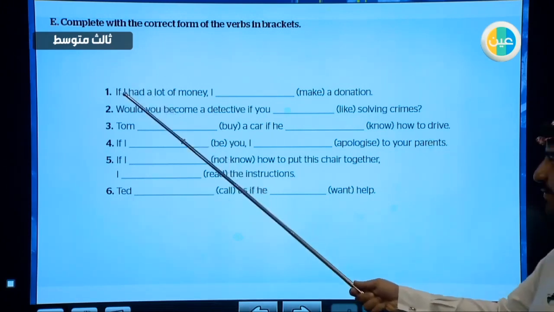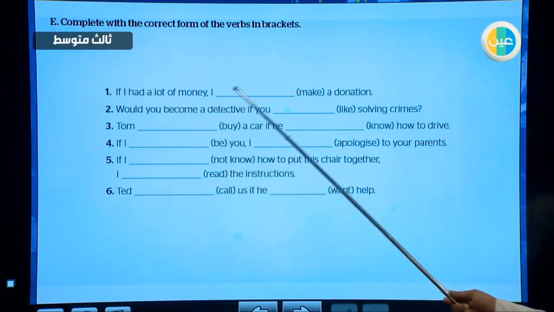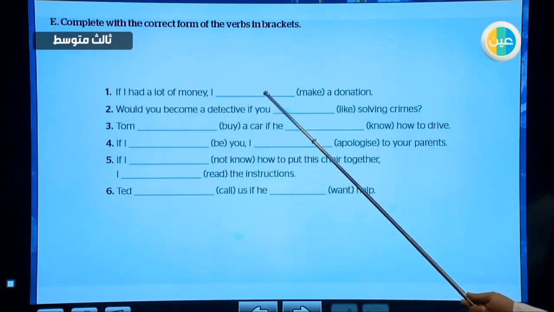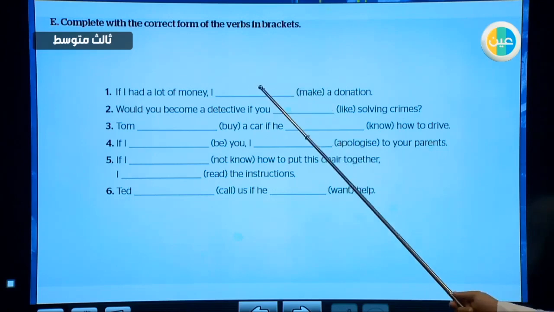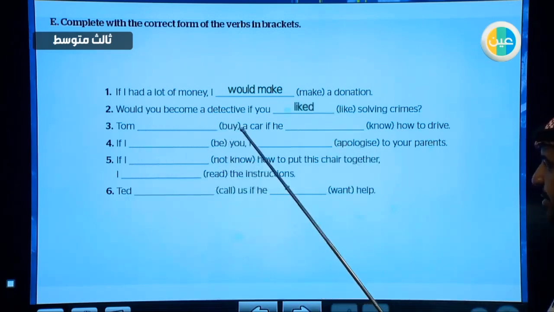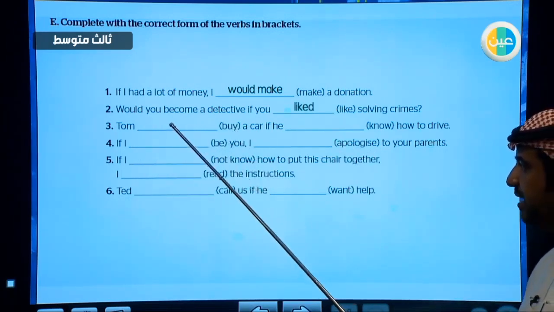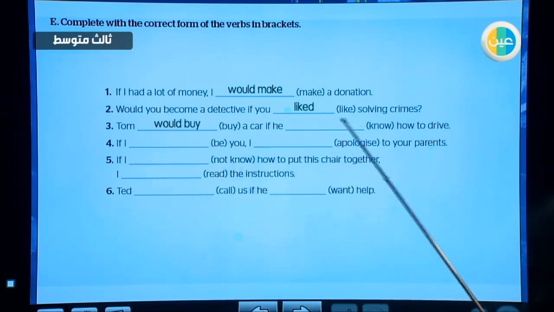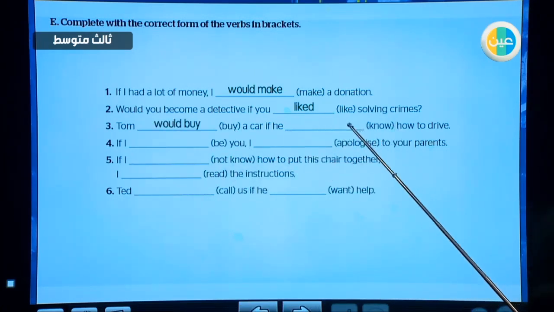All right, if I had a lot of money, this is the main clause, so I will write would make a donation. Number 2, would you become a detective if you, this is if clause, so the verb should be in the past, liked. 3, Tom, this is the main clause, would buy a car if he, this is if clause, so it should be in the past, knew, if he knew.